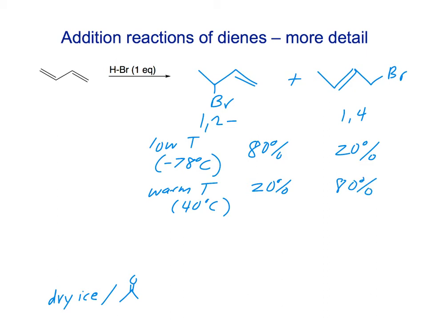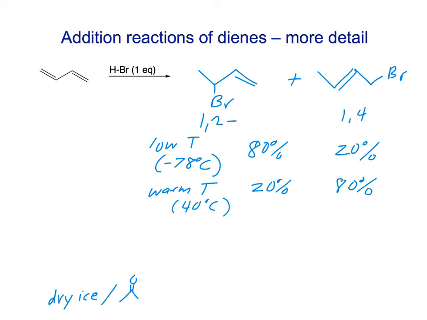Okay, so we can adjust the product that we get by varying the temperature of the reaction. So that's pretty cool, huh? All right, so let's try to figure out why. Let's look at a mechanism for the formation of both of these products, and that'll start to lead us in the right direction.